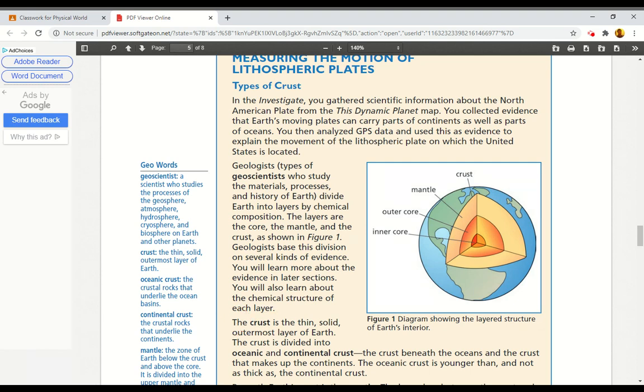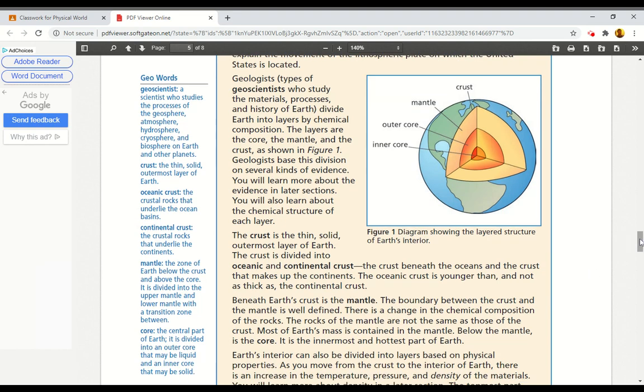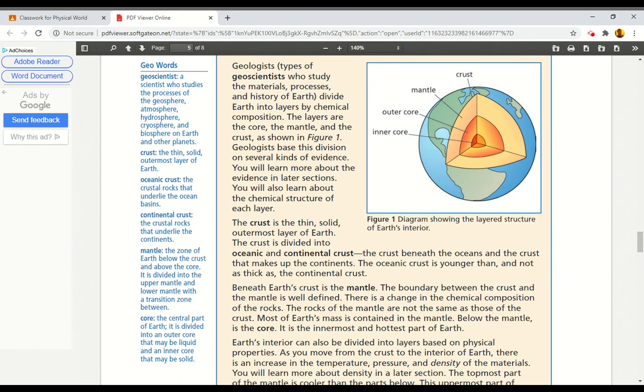The crust is the thin, solid outermost layer of Earth. The crust is divided into oceanic and continental crust. The crust beneath the oceans, and the crust. I want to keep this diagram in view.